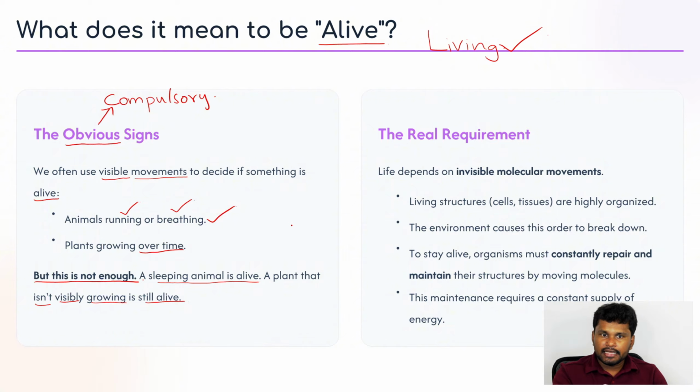But is it only enough? Is that the only process going on in the animals? Only the movement? No, right? There are a lot of things supporting inside the animal. So now let us see about those real things which are going on inside an organism. So the real requirement to say whether it is alive or not is now coming. Life depends on invisible molecular movements.